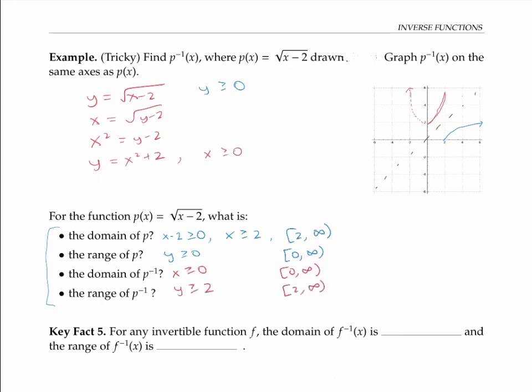If you look closely at these domains and ranges, you'll notice that the domain of p corresponds exactly to the range of p inverse, and the range of p corresponds to the domain of p inverse. This makes sense because inverse functions reverse the roles of y and x. The domain of f inverse of x is the x values for f inverse, which corresponds to the y values, or the range of f. The range of f inverse is the y values for f inverse, which correspond to the x values, or the domain of f.